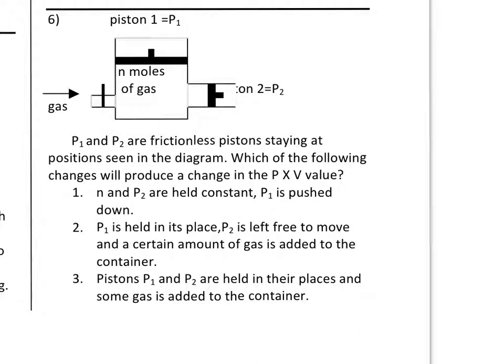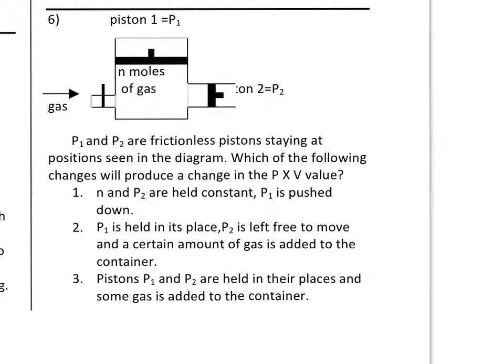This is question number 6. If you look at the diagram, we have two pistons in the diagram, piston number 1, P1, and piston number 2, P2, which are frictionless pistons. And at the same time, you may hold those pistons and pull them out or push them down. There is a third piston or a valve where gas can be added.